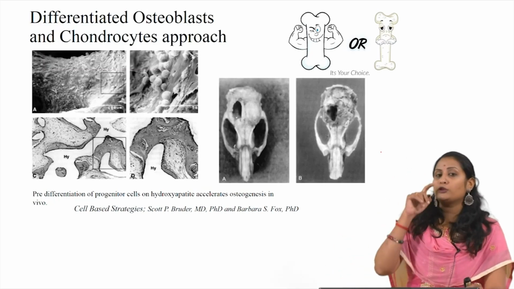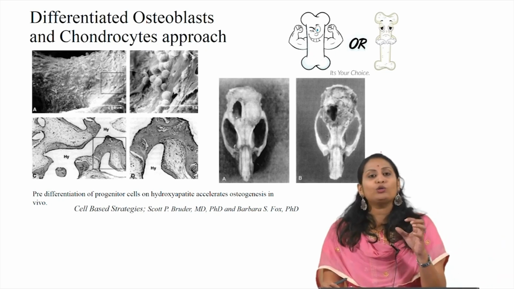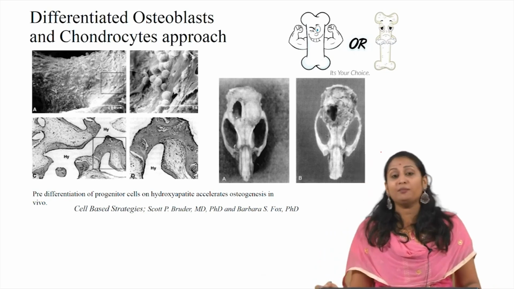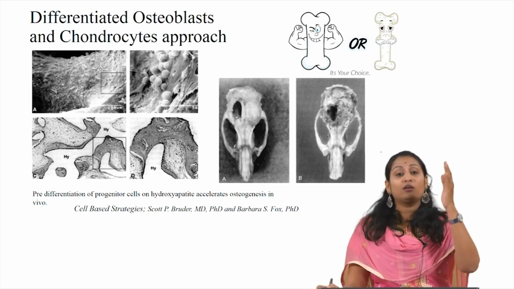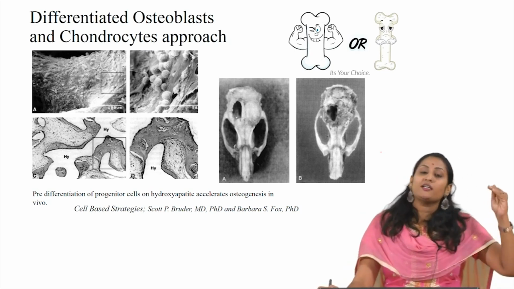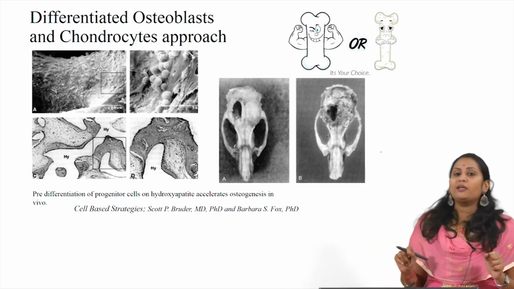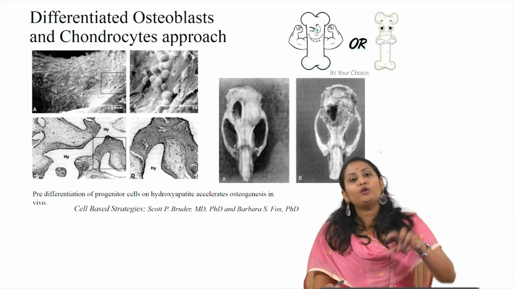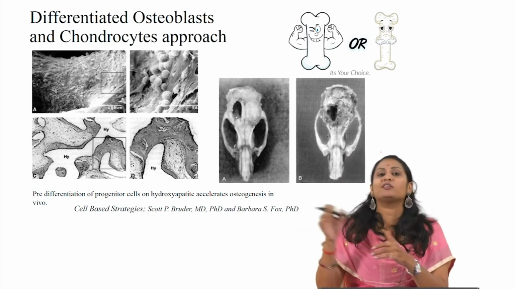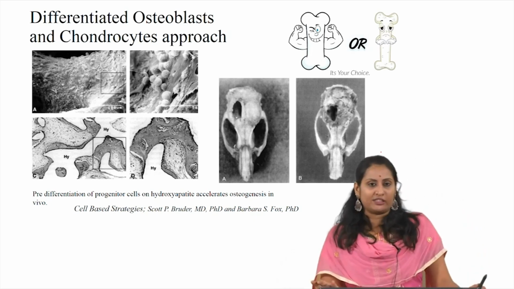And the next approach is the differentiated osteoblasts and chondrocytes approach. We all know the bone formation mechanism, as I explained in my first session. Formation of bone occurs via 2 mechanisms, intramembranous and endochondral ossification. So, researchers thought, why don't we inject differentiated osteoblast cells or chondrocytes directly into the defect, or along with the mesenchymal stem cells.